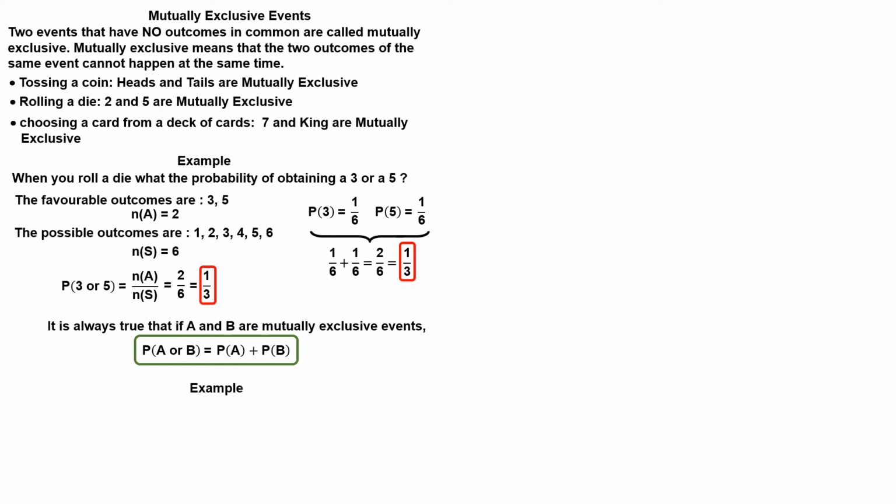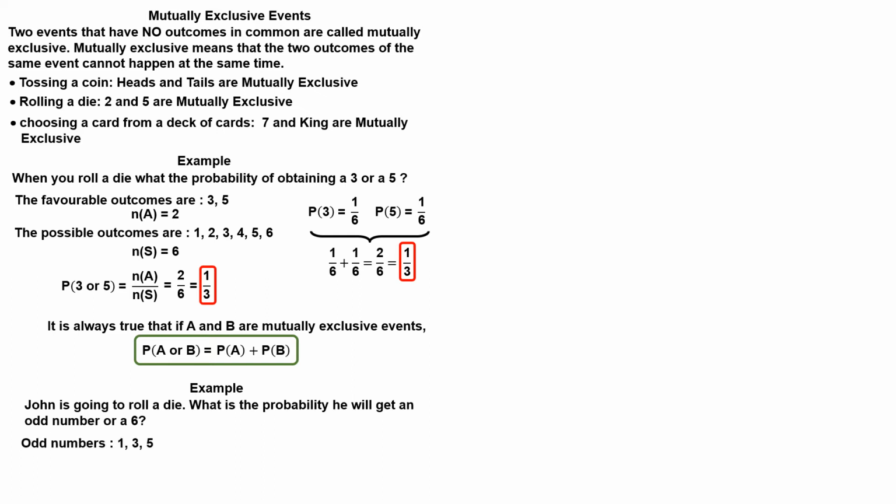Example. John is going to roll a die. What is the probability he will get an odd number or a 6? There are 3 odd numbers, 1, 3, and 5. The probability John gets an odd number is 3 over 6. The probability John gets a 6 is 1 over 6. The events odd number and a 6 are mutually exclusive because 6 is an even number. Then it's impossible for them to happen together.